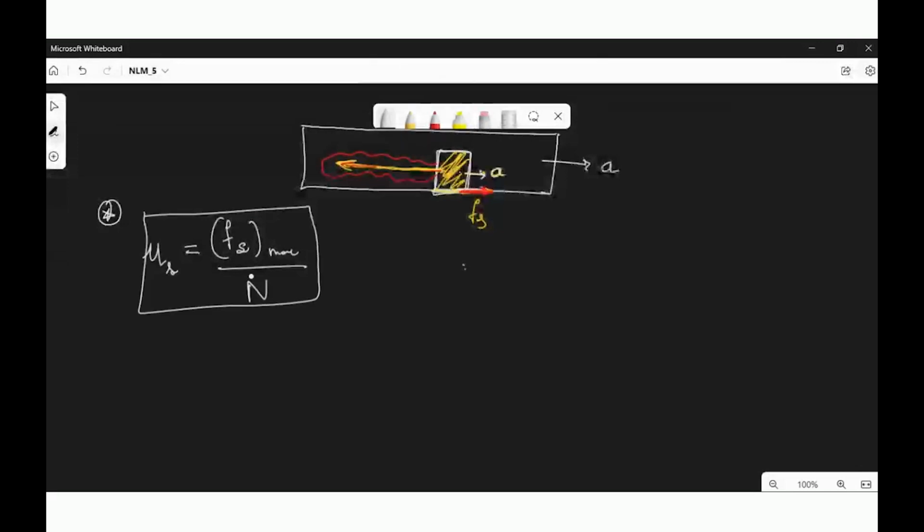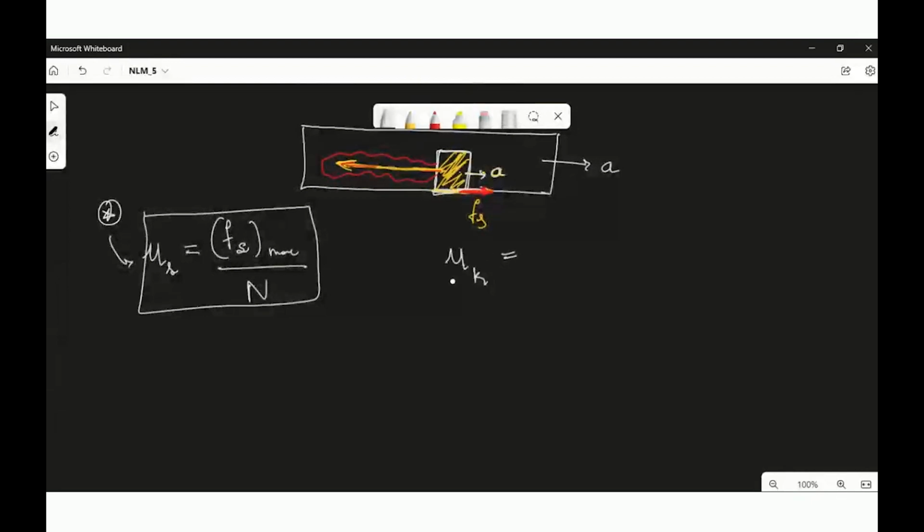Because Fs max is equal to mu Sn. So you can remember this also for the definition of mu S. The coefficient of static friction can be defined as the ratio of maximum limiting friction to the normal reaction. Mu is constant for the given two surfaces.